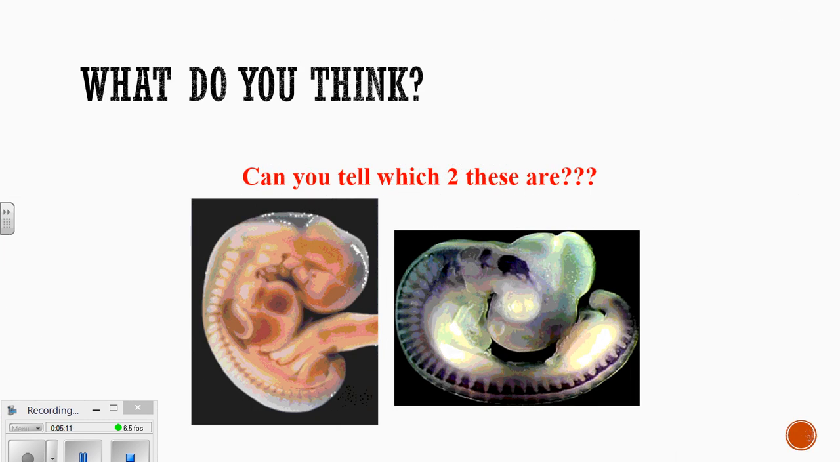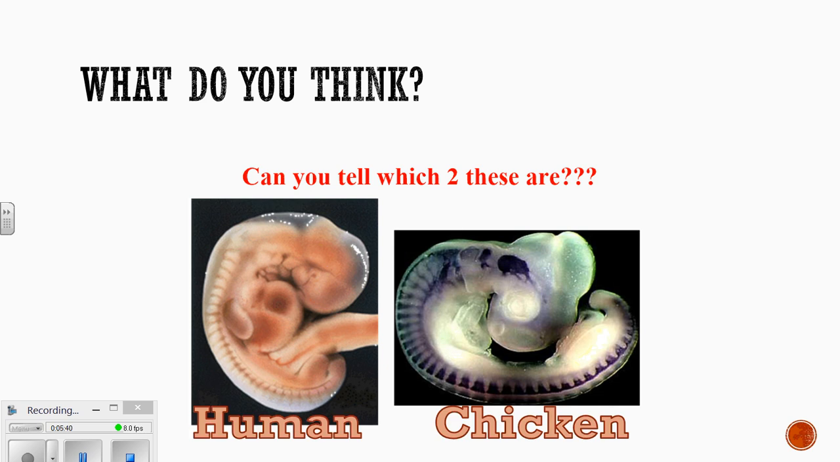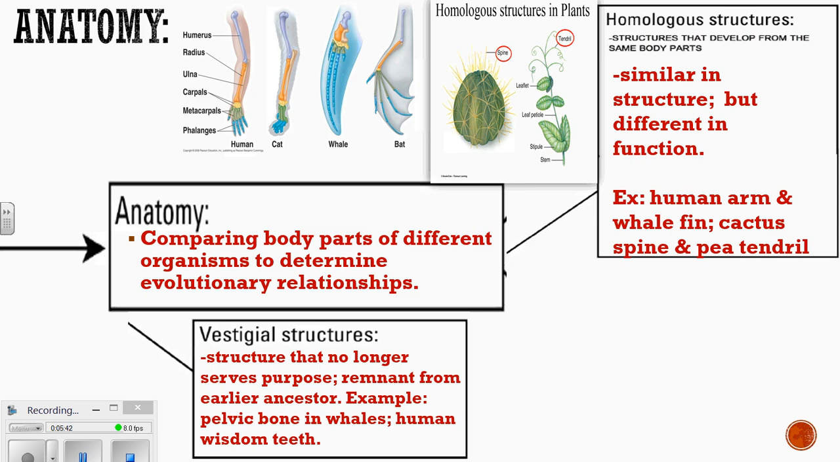So what do you think? Take a look at these two pictures. Can you tell what two organisms these two are? I'll give you a hint. One of them is a human. Can you pick which embryo is from a human? As you can see, they both have tails and they both have gill slits right around the head area. Okay, here we go. The embryo on the left was the human. Did you guess right? The embryo on the right is actually a chicken embryo at about 4 weeks of age.